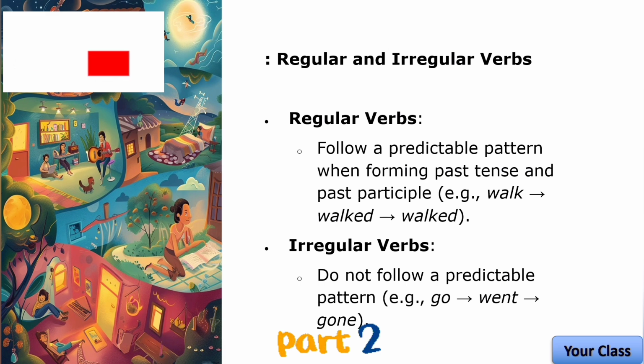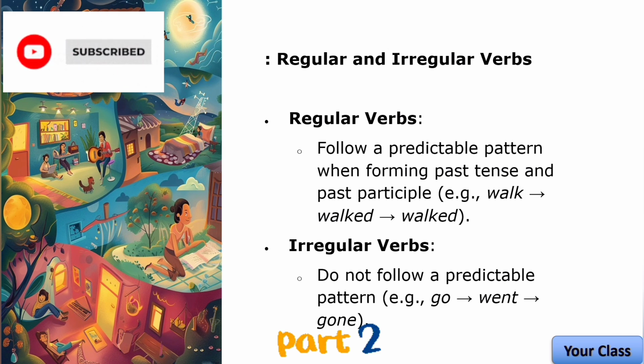This means that for most regular verbs, you simply add -ed to the base form to create the past tense and past participle. How to form the past tense and past participle of regular verbs? Base form plus -ed. For most regular verbs, for example, base form walk, past tense walked, and past participle walked. She walked to the store yesterday. He has walked 5 miles today.